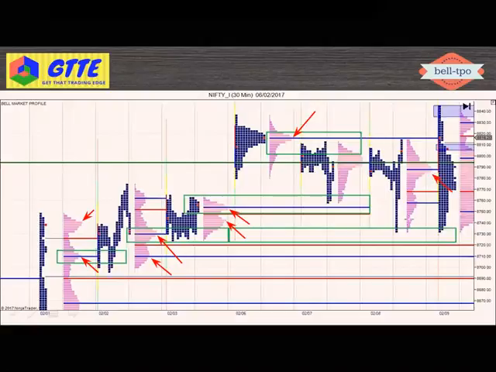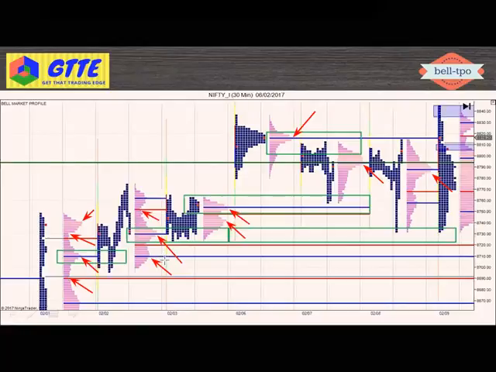This is a high volume node. Generally, the volume point of control is the thickest part, and that is the highest volume node you have. A low volume node is the converse of it. Valleys, wherever you see them, are low volume nodes.